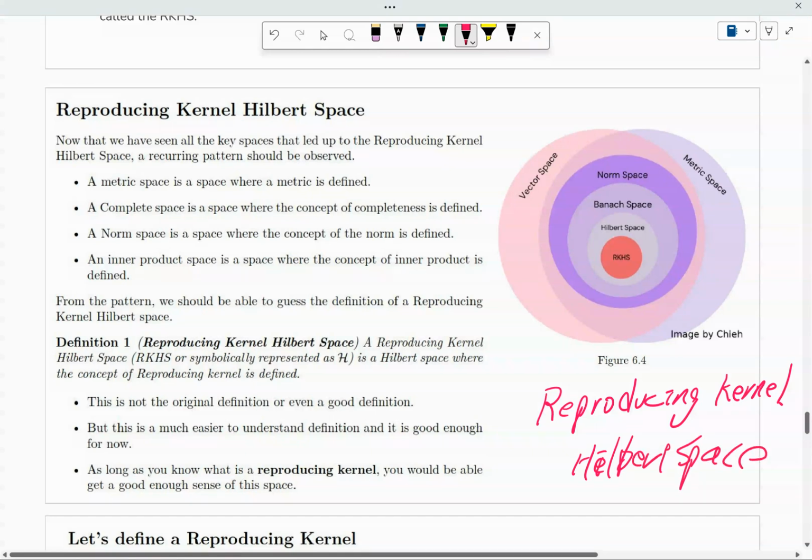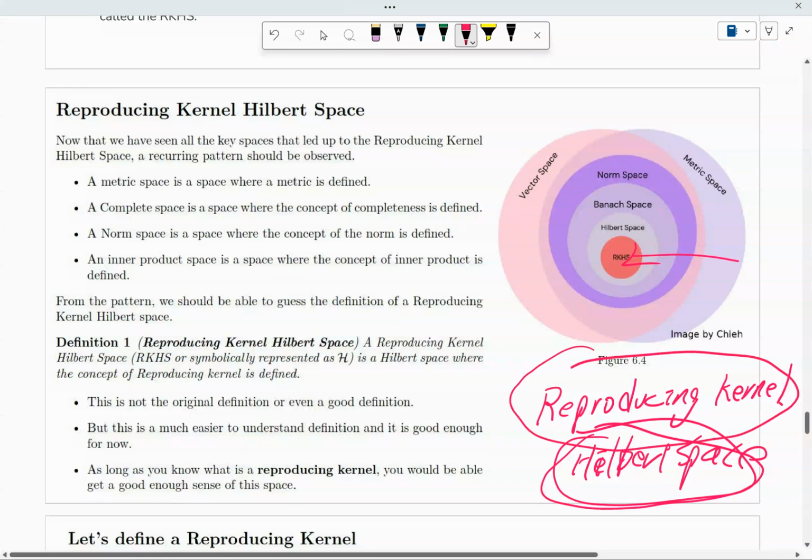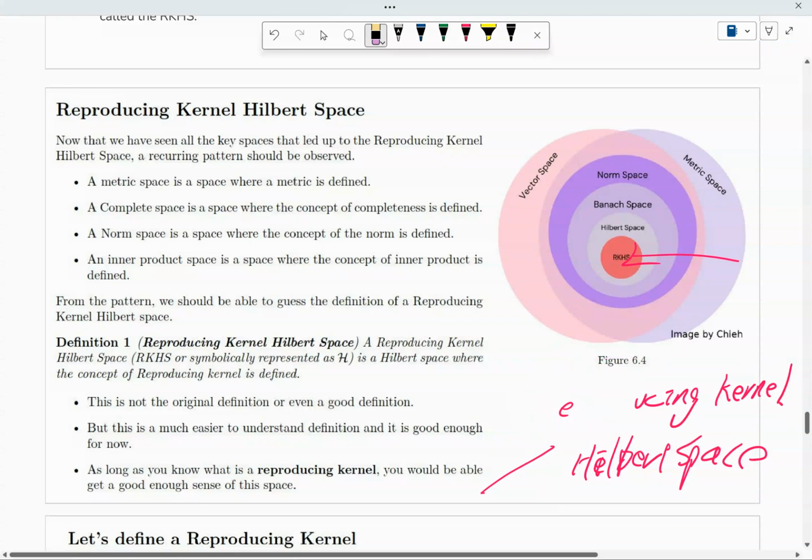So this is saying that this space is a Hilbert space. Therefore, all the inner products are defined. Therefore, what's special must be the reproducing part. The fact that reproducing kernels are defined in this space is what makes this special. So based on this pattern, we can essentially guess the definition of reproducing kernel Hilbert space: it is simply a Hilbert space where the concept of reproducing kernel is defined.